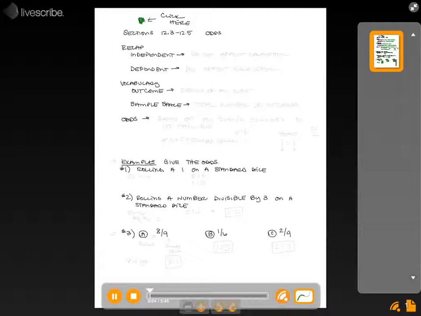Okay, these are your notes for sections 12.3 through 12.5, and in this video we're going to talk about odds. Before we get started, we're going to recap a little bit and get some vocabulary. Independent events, remember, are events that do not affect each other. Dependent events do affect each other.